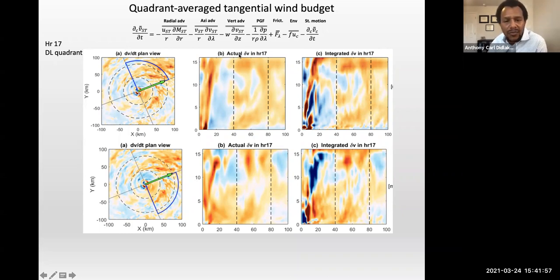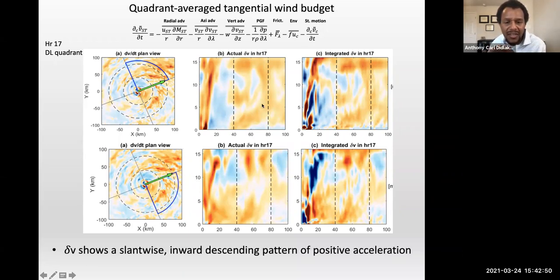If you look at the actual tangential wind change between hour, I think it was, 16.5 and hour 17.5, you can see clearly within these two dashed lines, which is where we have a lot of our accelerating winds, a couple of different areas of positive acceleration in the downshear left, and it looks slightly different from that in the downshear right. We actually computed these terms in an integrated fashion to compare the instantaneous calculations and the integrated calculations to the actual tangential wind change, and these turned out to be nicely similar to each other. So in order to understand what's happening specifically at hour 17, we wanted to analyze this particular slantwise inward descending pattern of positive acceleration here.